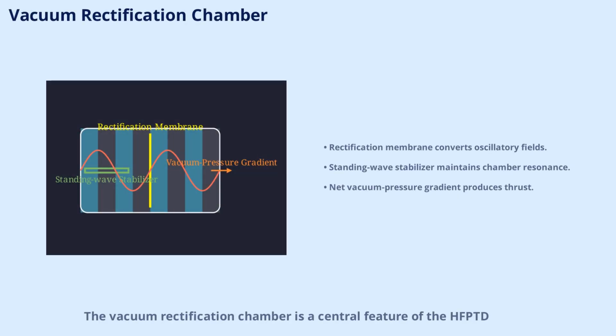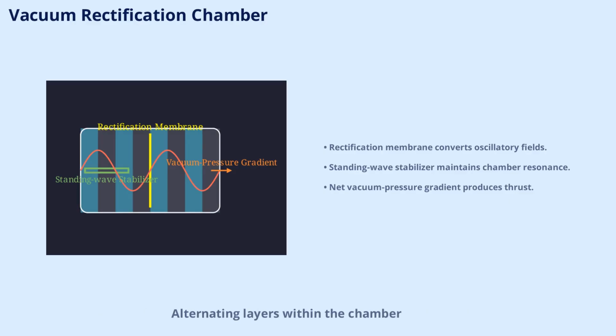The vacuum rectification chamber is a central feature of the HFPTD, converting oscillatory field interactions into linear momentum. Alternating layers within the chamber create standing waves of electromagnetic energy, which are rectified to produce a net pressure gradient. This process is key to the drive's ability to generate thrust without reaction mass, leveraging the engineered properties of the vacuum itself.